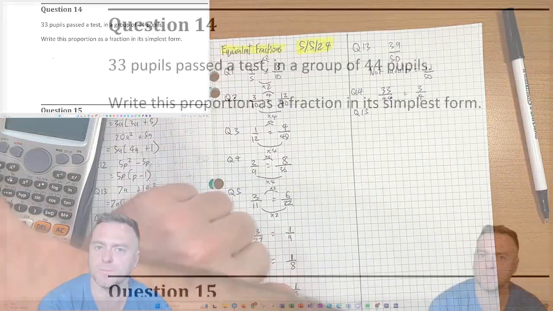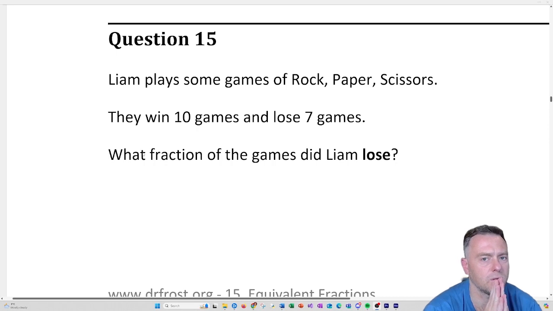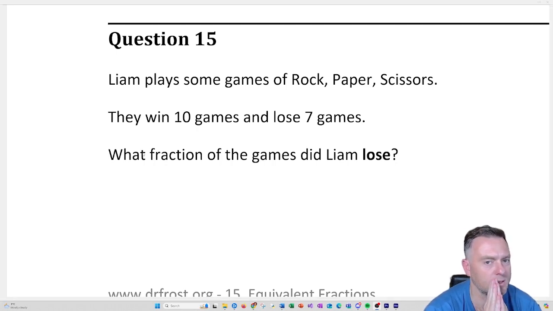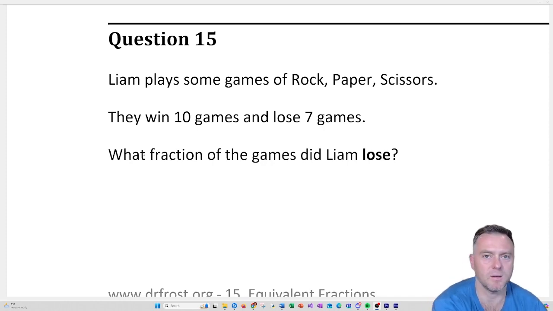Question 15. Liam plays some games of rock, paper, scissors. They win 10 games and lose 7 games. What fraction of the games did Liam lose? So the total amount of games, it's a little awkward because I don't include draw, but that's all right. We'll make that work. So assuming that there was only 10 and 7 games, there'd be 17 games. And how many did they lose? They lost 7 of those games. So he lost 7 out of the 17 games that were played.